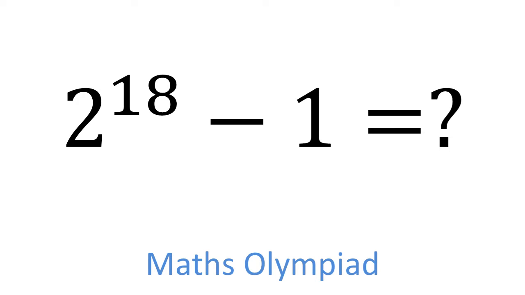In this Maths Olympiad question, we need to find the value of 2 to the power of 18 minus 1 without the use of a calculator. So the first thing I look at when I've been given an expression like this, which looks complicated but has a subtraction in there, is: will I use the difference of two squares? It comes up quite a lot. It's a good thing to look for.